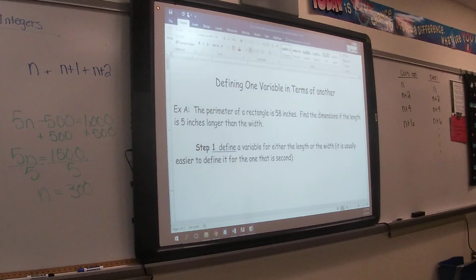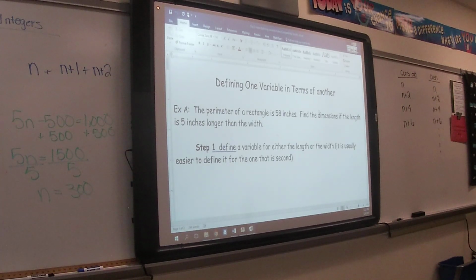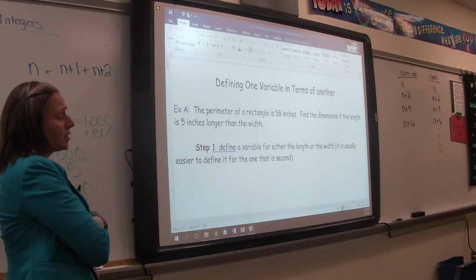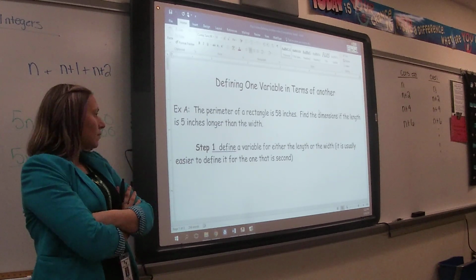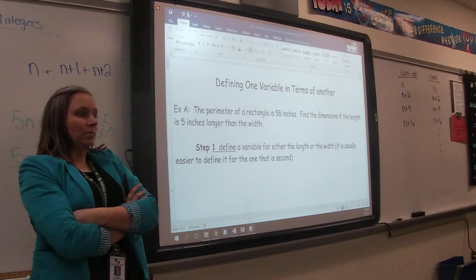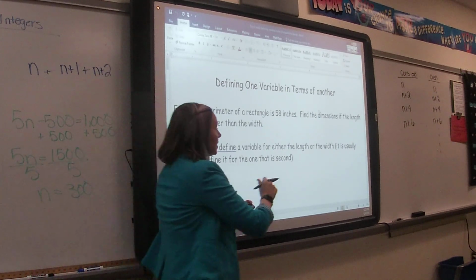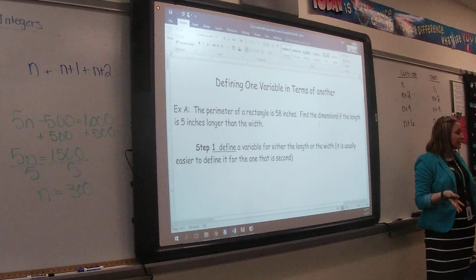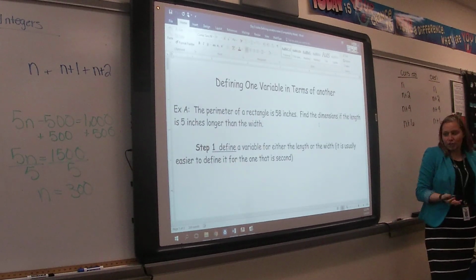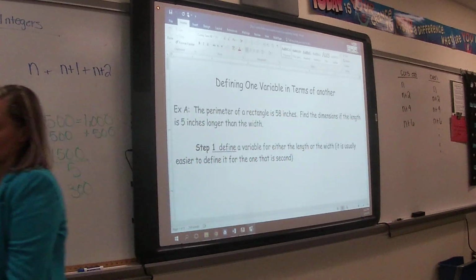Okay, so the perimeter of a rectangle is 58 inches. We want to find the dimensions if the length is 5 inches longer than the width. So, first thing, what does this problem ask us to find? Yes. And width, right? So it's asking, finding the dimensions, right? This right here says find the length and the width. That's what that is asking us to do. Okay, we have to understand what that terminology is before we can do anything else.